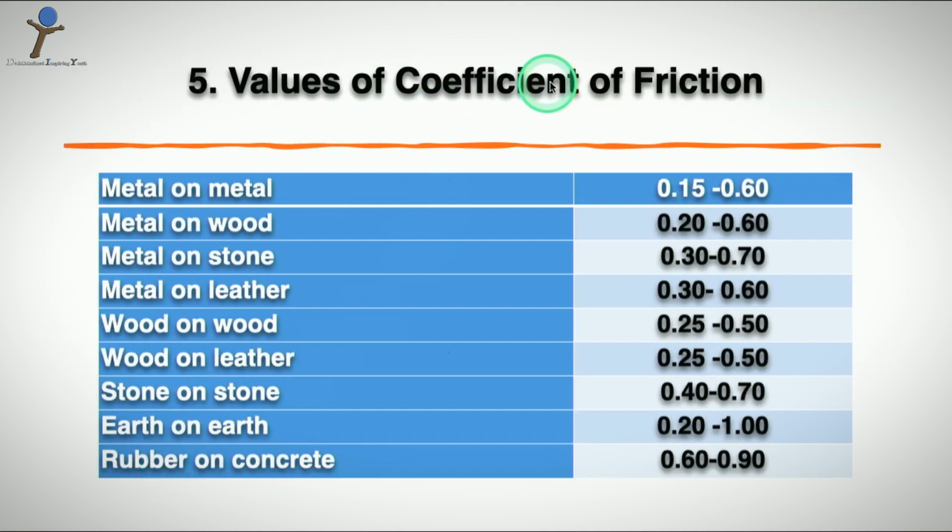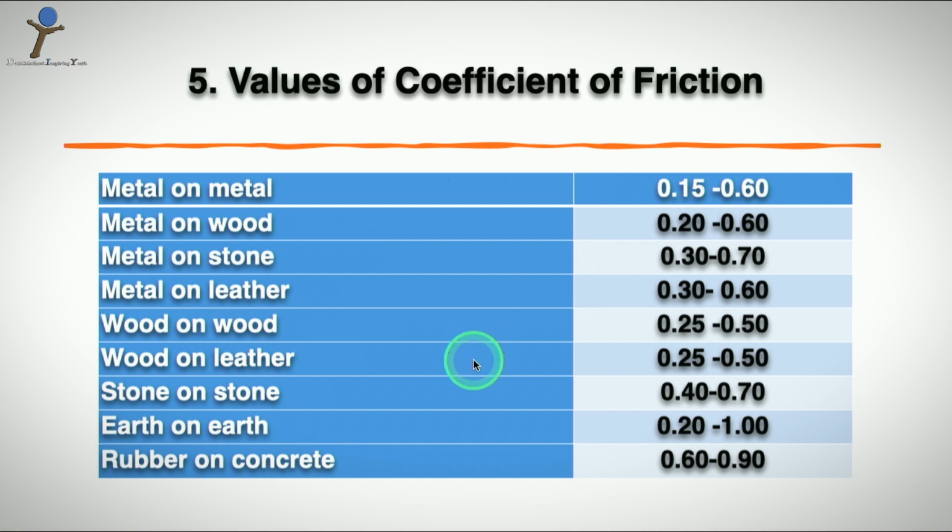Coming to the values of coefficient of friction, as we have already studied under the laws of friction, the coefficient of friction depends upon the material of contact surfaces. The metal on metal is 0.15 to 0.60. The metal on wood is 0.2 to 0.6. The metal on stone is 0.3 to 0.7. Metal on leather is 0.3 to 0.6. Metal on wood is 0.25 to 0.5.